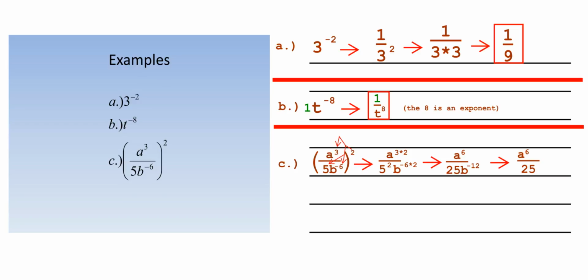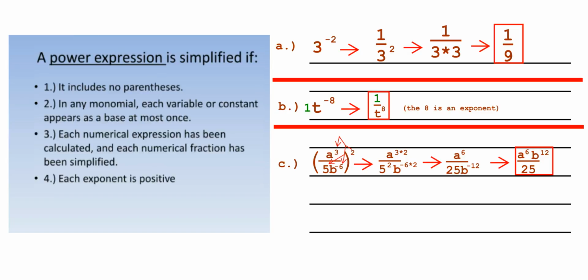It's the b that has the negative exponent. B is the base, right? So the base of b has a negative exponent. To make it a positive exponent, we bring it to the top, and it becomes a positive exponent now. So there's our final answer. We got a positive exponent. So a to the 6 times b to the 12 divided by 25. It's fully simplified now.